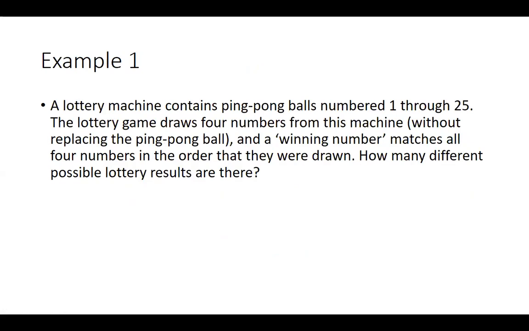So let's look at example 1 and step away from the deck of cards for a minute. A lottery machine contains ping pong balls numbered 1 through 25. The lottery game draws 4 numbers from this machine without replacing the ping pong ball. And a winning number matches all 4 numbers in the order that they were drawn. How many different possible lottery results are there? Since the situation says matches all 4 numbers in the order that they were drawn, that means that order matters. So this is an example of a permutation.